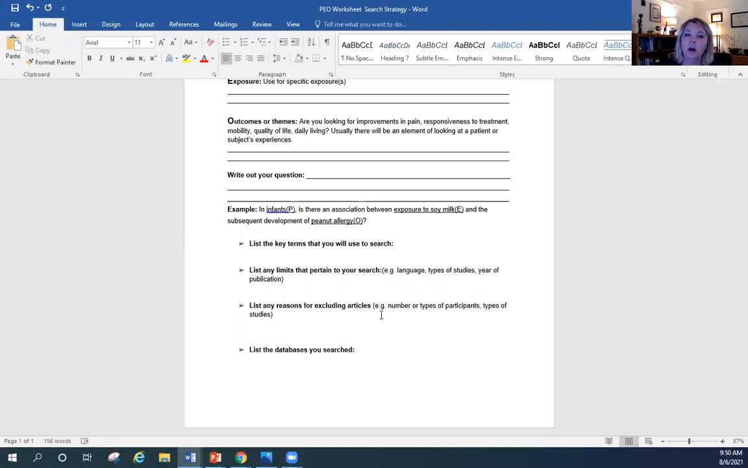But including all the key terms that you use in your search, any limits. So if you're going to go back only 5 or 10 years, English language, certain types of studies, for example, maybe humans, and you're not going to include animal studies, for example. And then list any reasons for excluding articles as well. So I've just given a couple examples here. So that could include maybe a number of types of participants and types of studies. And then make sure to also list the databases that you searched.